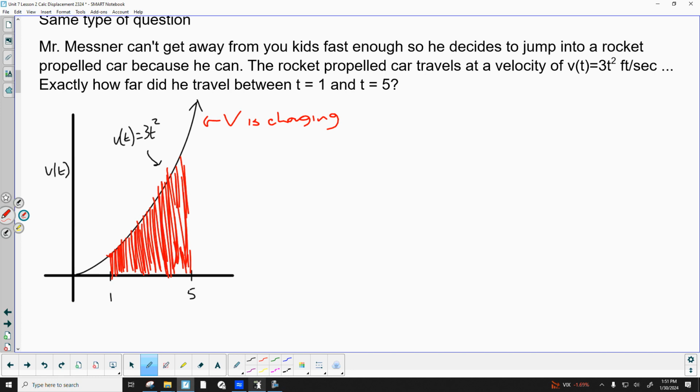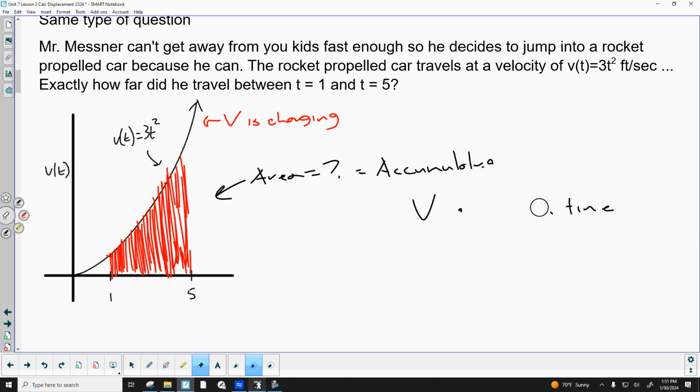Now, I can't do that by hand, obviously, because it's a lot of calculations. But I want to find the area, and it seems I want to accumulate all of my velocities by the very, very small time periods in which I'm at that velocity. Or I really want to just accumulate my velocity over my interval.